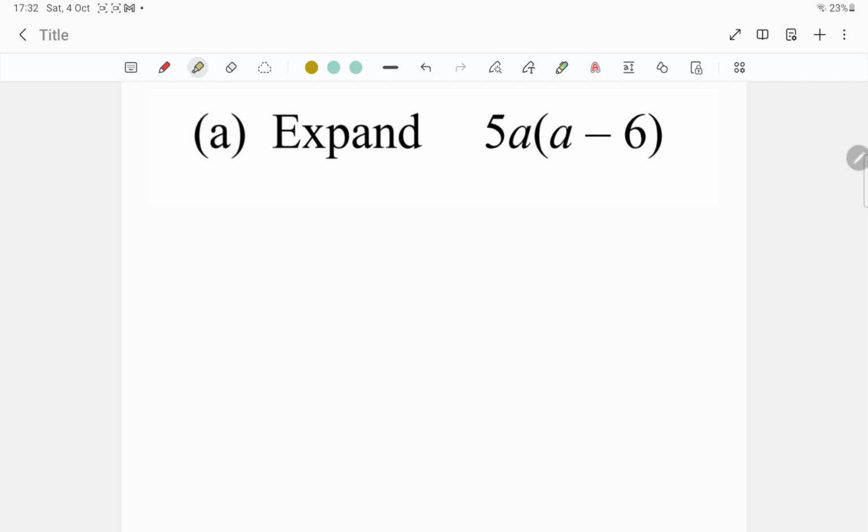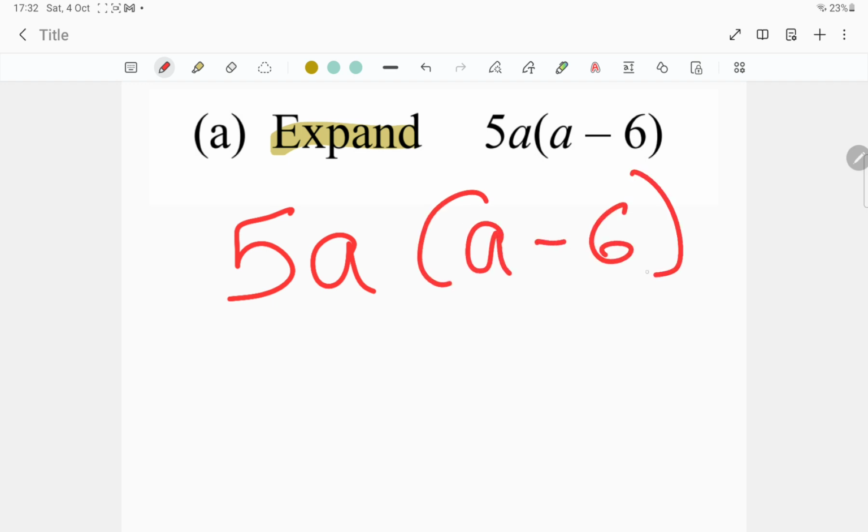So, get my highlighter. Should have done that before. Expanding. Okay, so it's not factorising, it's expanding. You can't even factorise this. So I've got 5a bracket a take 6 bracket.